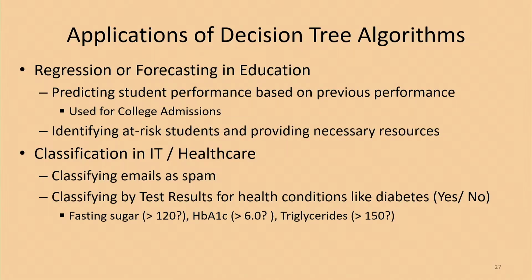Classifying by test results for health conditions like diabetes. So yes or no: you look at fasting sugar, you look at HbA1c, you look at triglycerides. These are all the factors that you look at, and then you determine yes or no for diabetes, or maybe at risk of diabetes, right? The third category. It could be a multi-way split, not just yes or no, but hey, at risk, keep watching, watch what you eat, do exercise, right? So that kind of thing.